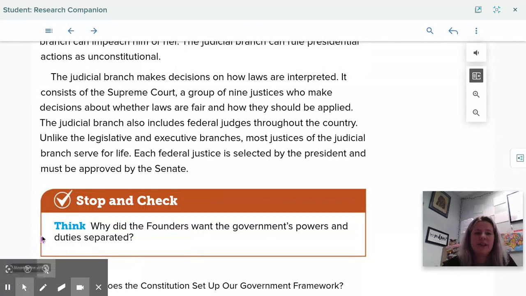So let's go and take a look at the stop and check. It says, think. Why did the founders want the government's powers and duties separated? So remember, they wanted the government's powers and duties separated so that no one branch of government has too much power. They wanted to be able to check and balance everything so that no one branch has too much power.